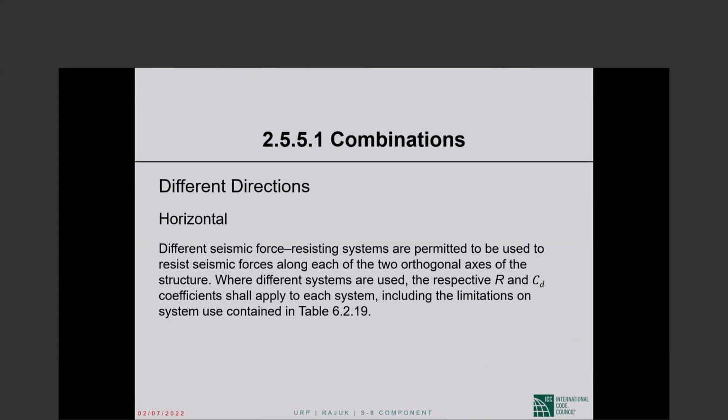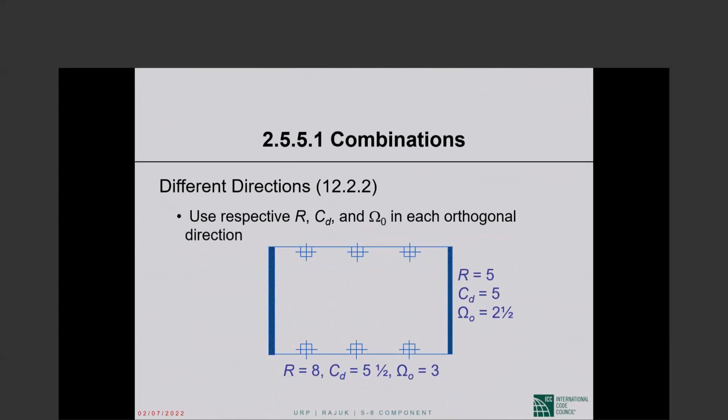Different systems in different horizontal directions. So something like this. Okay, this picture is good. So you have frames in one direction, shear walls in the other direction. Let us say these are special moment frames, and these are bearing wall systems featuring special shear walls. The 2 directions are designed for their respective R, omega sub 0, and C sub D. There is no interaction. Okay?